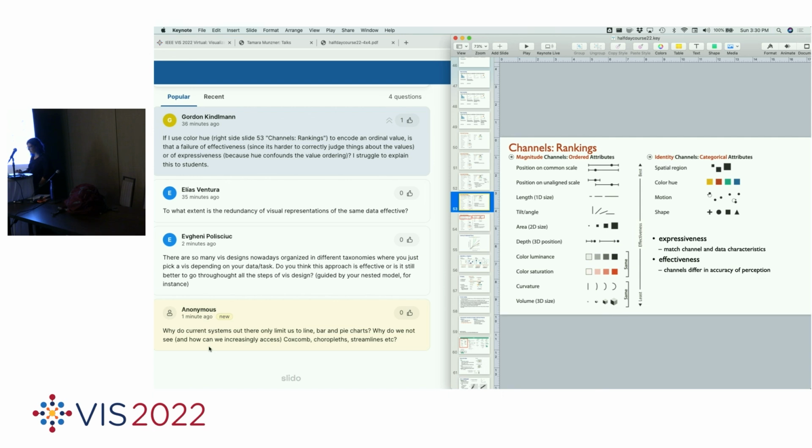I see one last question. Why do current systems out there only limit us to line, bar, and pie charts? Why do we not see things like coxcomb, choropleth, streamlines, and so on? I mean, the short answer is it depends on what systems you use.